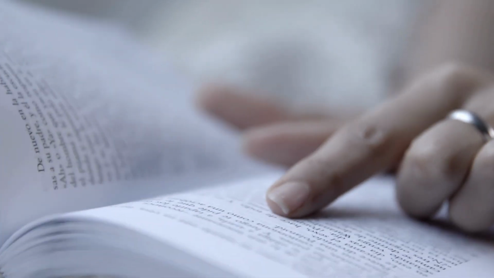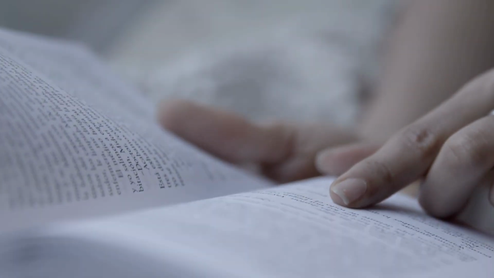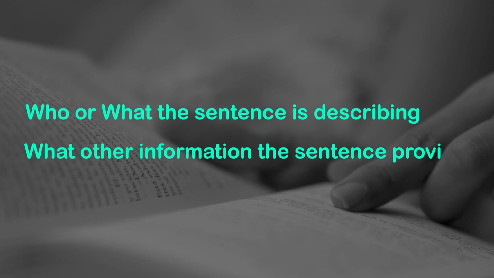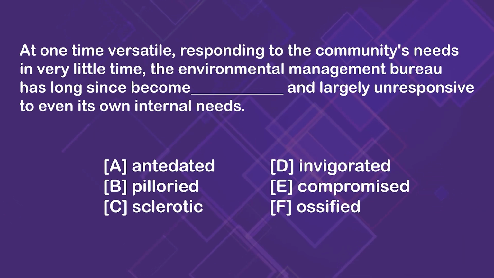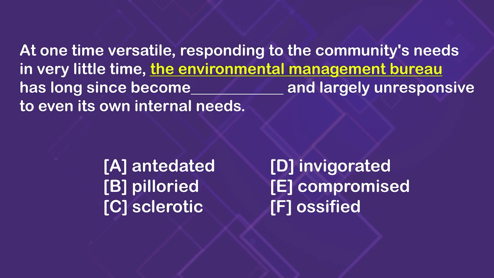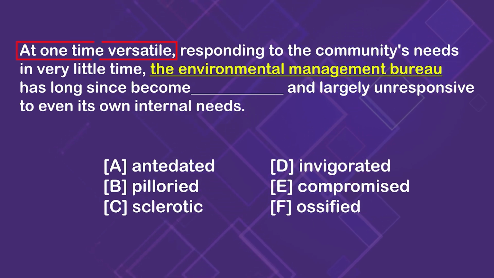A good first step for sentence equivalences is to identify who or what the sentence is describing, and then what other information the sentence provides about the subject. So we're basically looking for the who or the what, and we find it right in the middle of the sentence. The Environmental Management Bureau. Now, what else do we know about it? Well, we know at one time it was versatile.